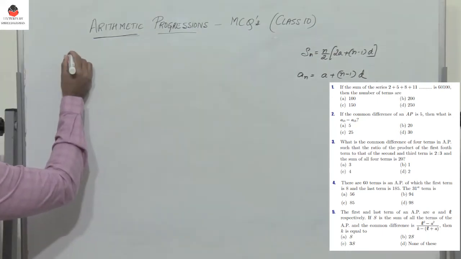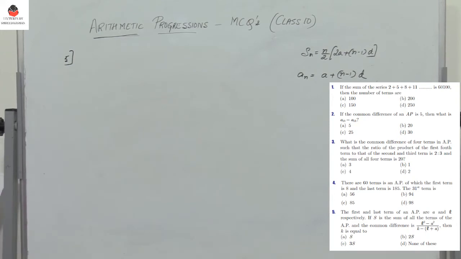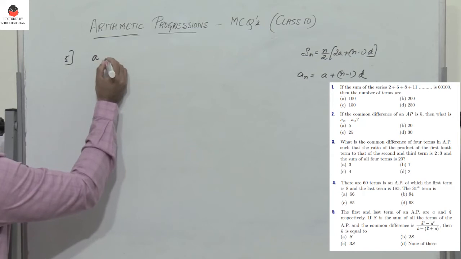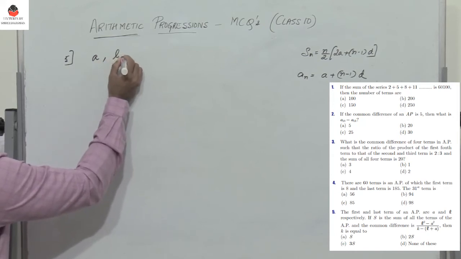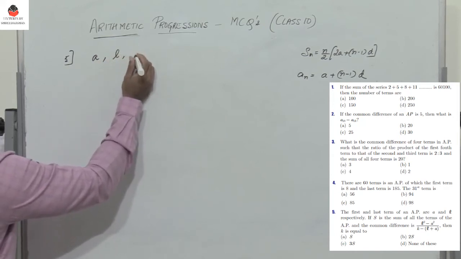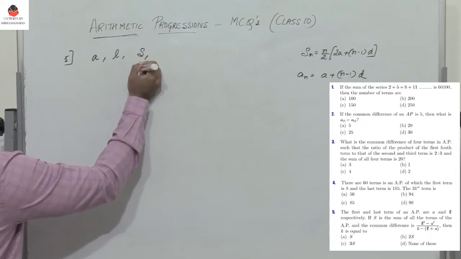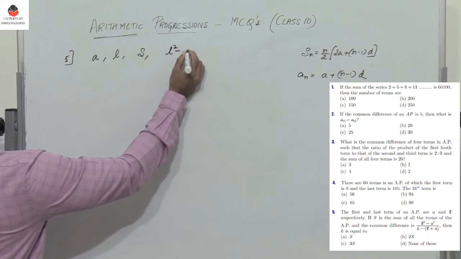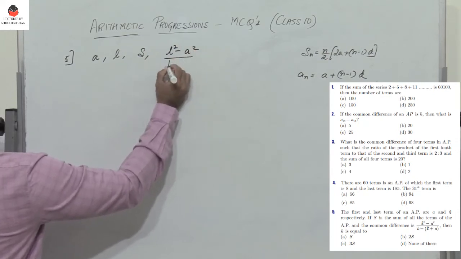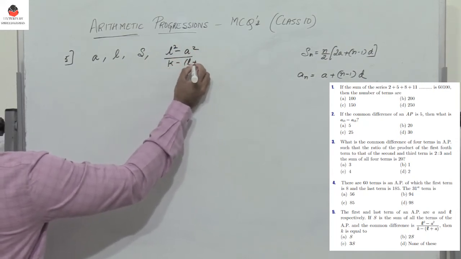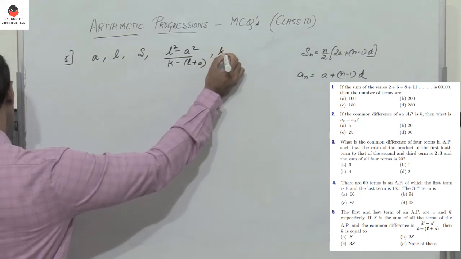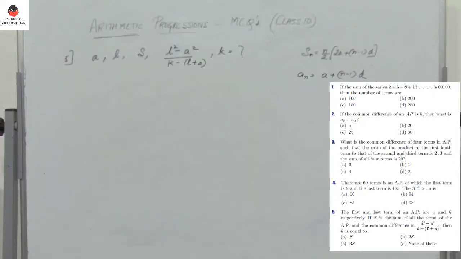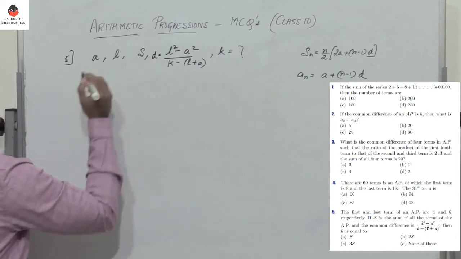So question 5 is a tricky one. The first and the last term of an AP are A and L. So the first term is A, the last term is L. If S is the sum of all the terms and the common difference is L square minus A square divided by K minus L plus A, then K is equal to. So now we need to find the value of K, and this is nothing but the common difference.